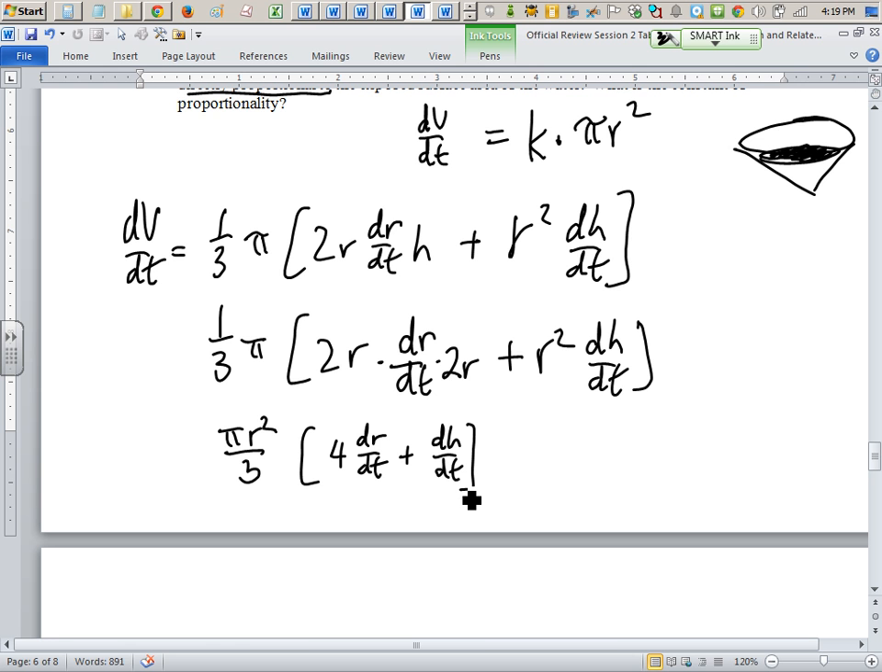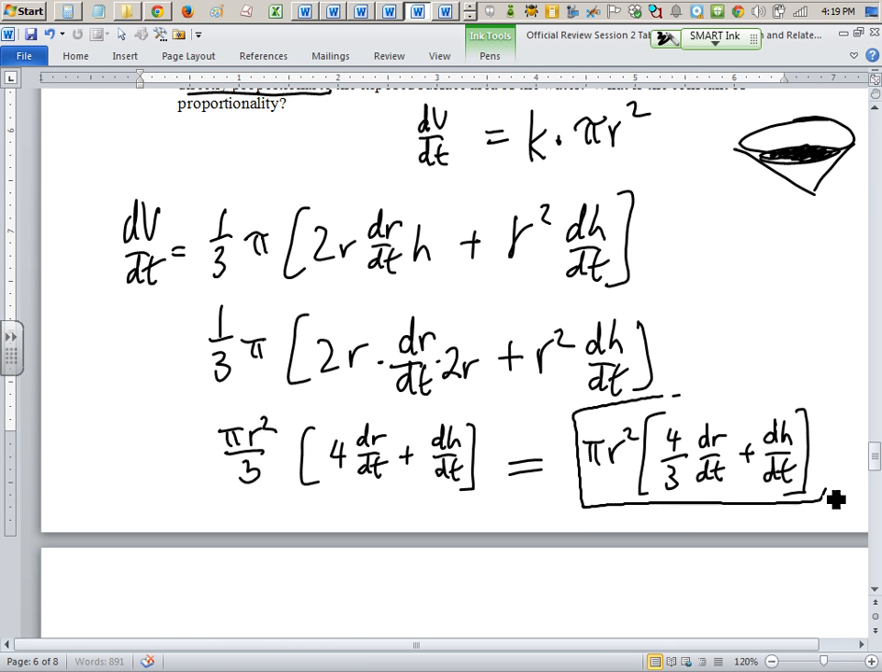And I really didn't want that 3 out front. Let's put that back inside. Let's just leave the pi r squared chilling out front. Here we have it. 4/3 dr/dt plus dh/dt. We done did it. We showed that the rate of change of the volume is proportional to the exposed surface. We showed that pi r squared is involved somehow in the evaporation.